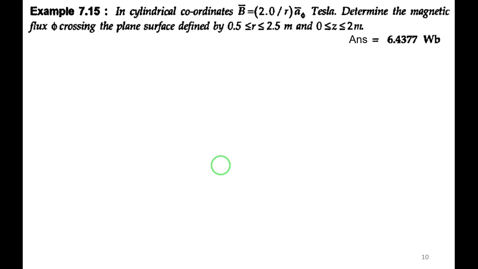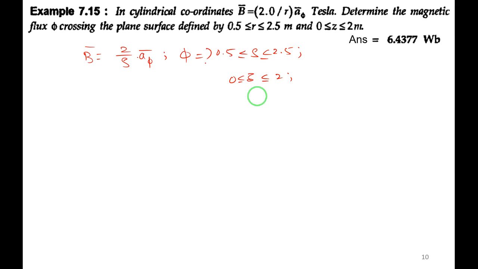You will solve this problem. I will give some time. In cylindrical coordinates, the B vector is given as 2 by rho into a phi Tesla. Then determine the magnetic flux phi. It is defined by rho lying between 0.5 and 2.5 and z lying between 0 and 2. I'll stop recording, but you do it and tell me the answer.